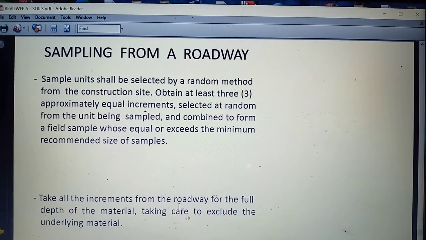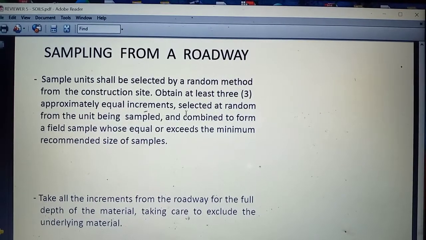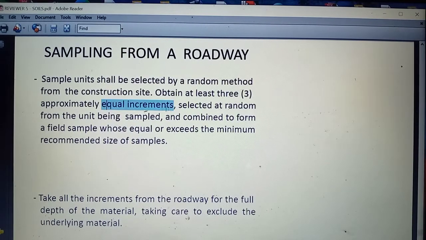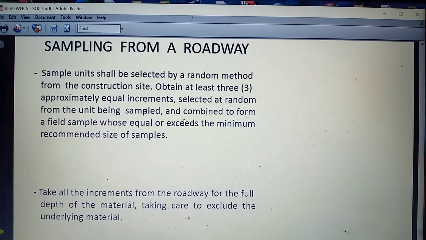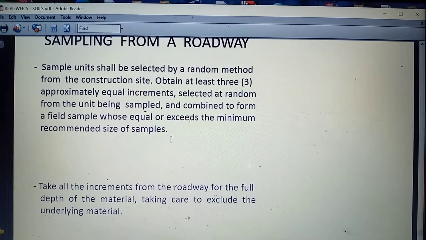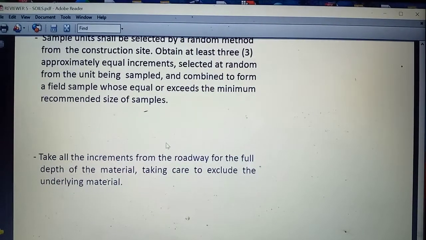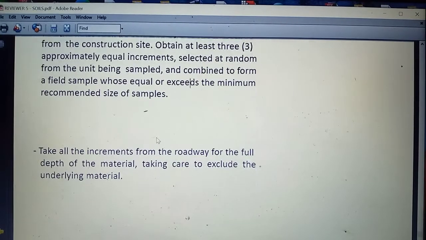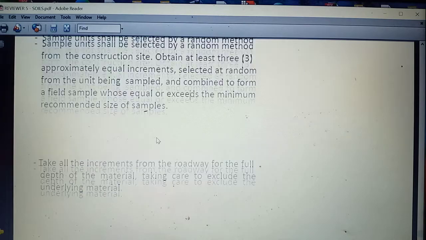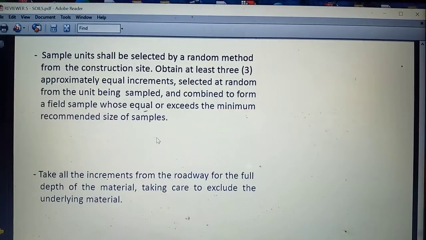So, sampling from a roadway. Sample shall be selected by a random method from the construction site. Obtain at least 3 approximately equal increments selected at random from the unit being sampled, and combine to form a field sample which equals or exceeds the minimum recommended size of sample. So, take all the increments from the roadway for the full depth of the material, taking care to exclude the underlying material. So, yan yung sampling from a roadway.